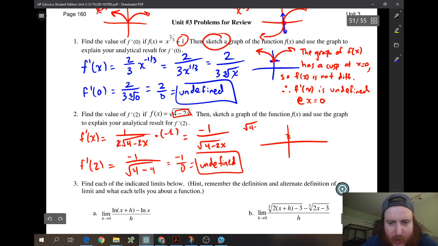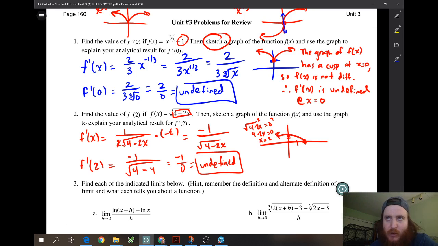So the square root of 4 minus 2x, if we set it equal to 0, when does 4 minus 2x equal 0? That's at x equals 2, right? Add 2x, divide by 2. So at x equals 2. And it's flipped to the left, okay? So that's kind of what our graph is doing.